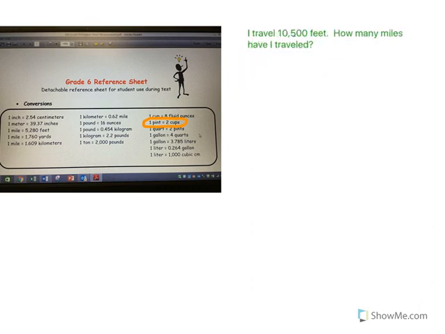The next question says, I traveled 10,500 feet. How many miles have I traveled? This time I need a different conversion from my chart. So I'm going to look at what I have. I no longer need my pints to cups. What I have going on here is I know I've gone 10,500 feet, and it's asking me how many miles. So I'm looking for a feet to miles conversion. And again, I'm going to look over here to my chart, and I look and I look and I look, and I see one over here that says that 1 mile is 5,280 feet.